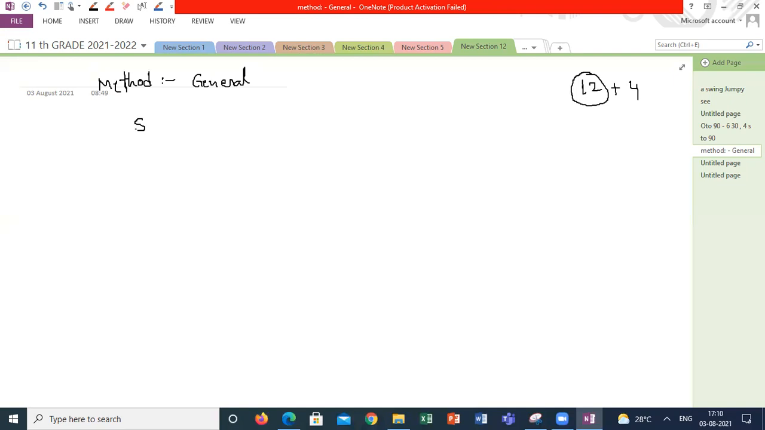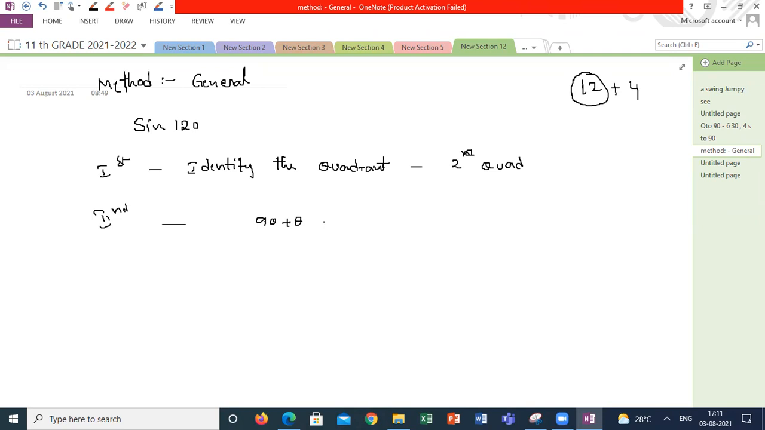Suppose you want to solve sine 120. First step, identify the quadrant. Based on 120, I can say it is the second quadrant. Second step, write the angle within the range of the second quadrant. The second quadrant range is 90 plus theta or 180 minus theta. This is like an algorithm to solve any question related to angles more than 90.